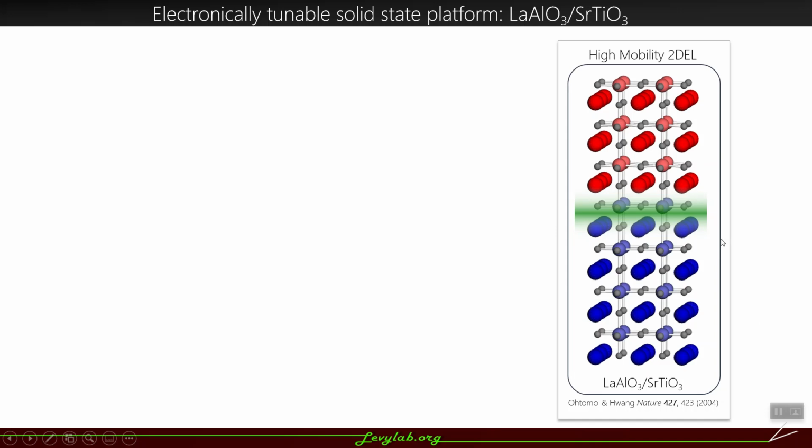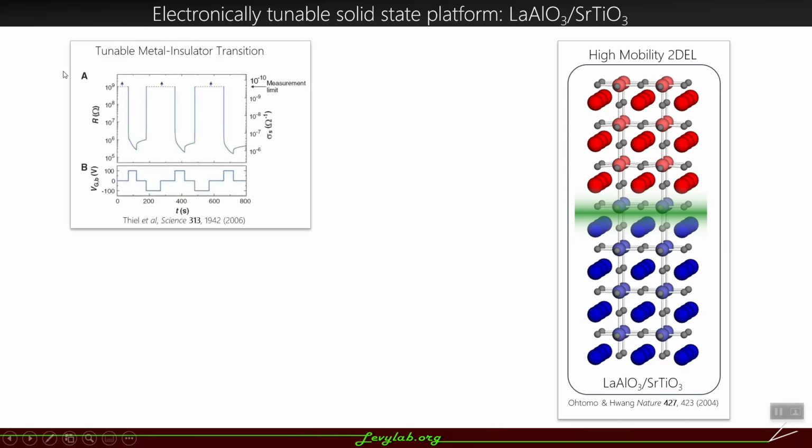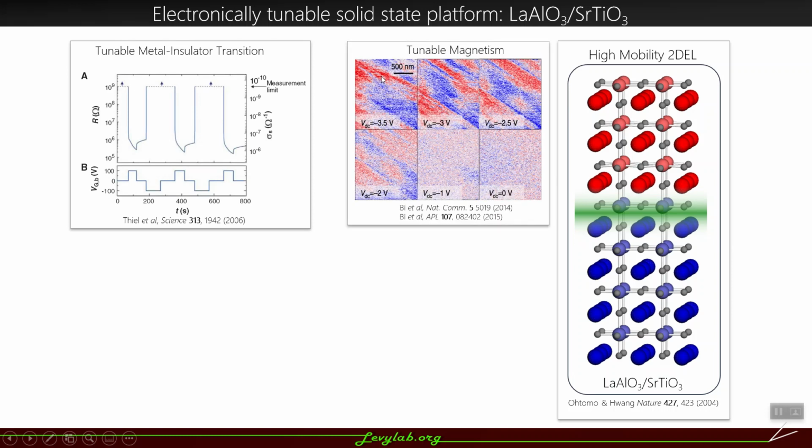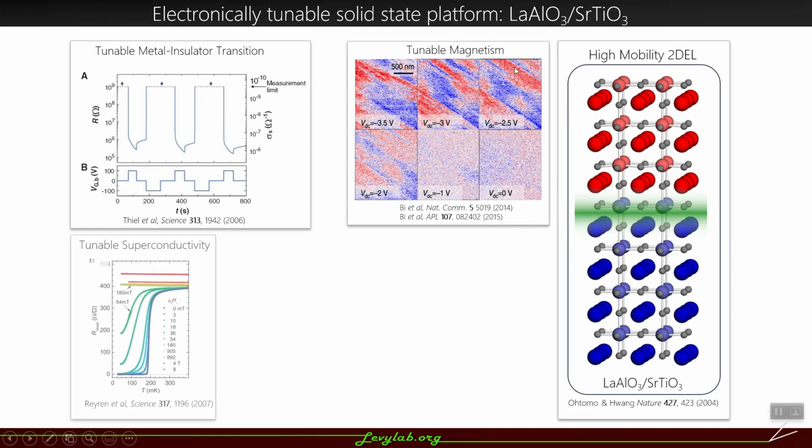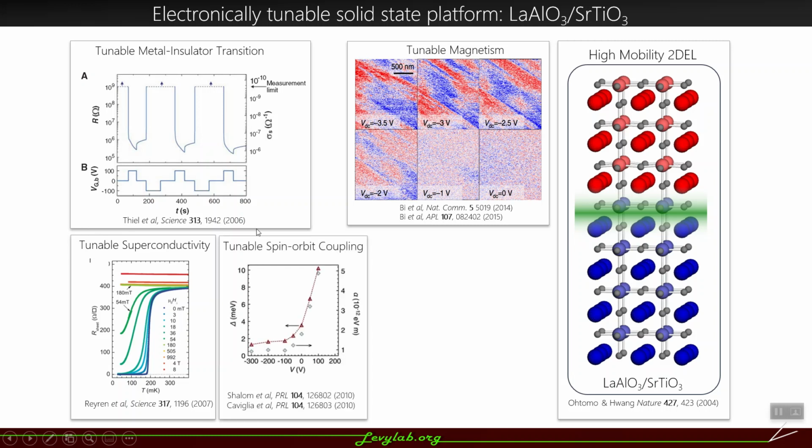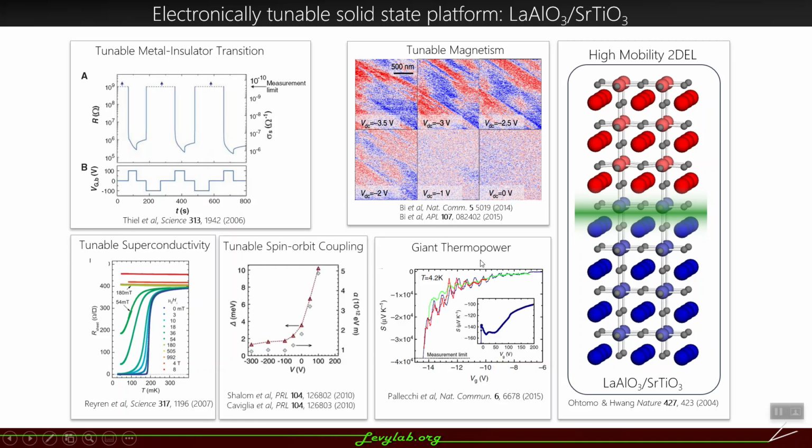at the interface. This interface exhibits a lot of interesting properties such as tunable metal-insulator transition, tunable ferromagnetism, tunable superconductivity, tunable spin-orbit coupling, and oscillating thermal power at the very low carrier density. All of these features are related to electron properties at the interface and make the interface rich in physics.